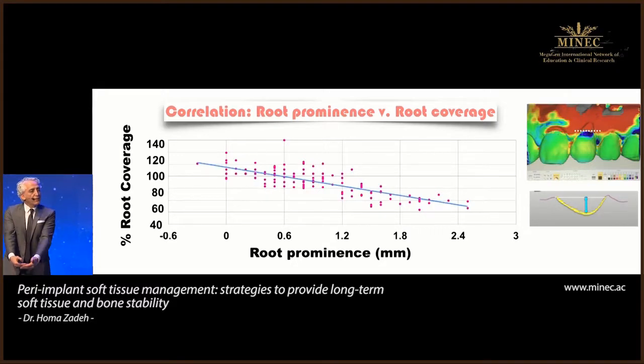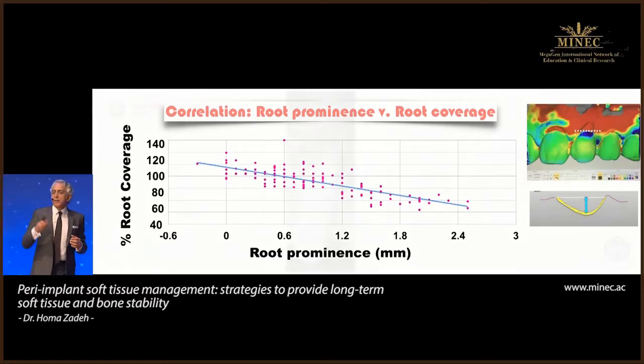The same thing is true with implants. If an implant is placed more to the facial, you get more recession. If you place the implant more palatally, you have less soft tissue recession. The same is true with teeth. The more root prominence, the less successful is the root coverage. That's why in these cases we try to do odontoplasty to flatten the root profile.